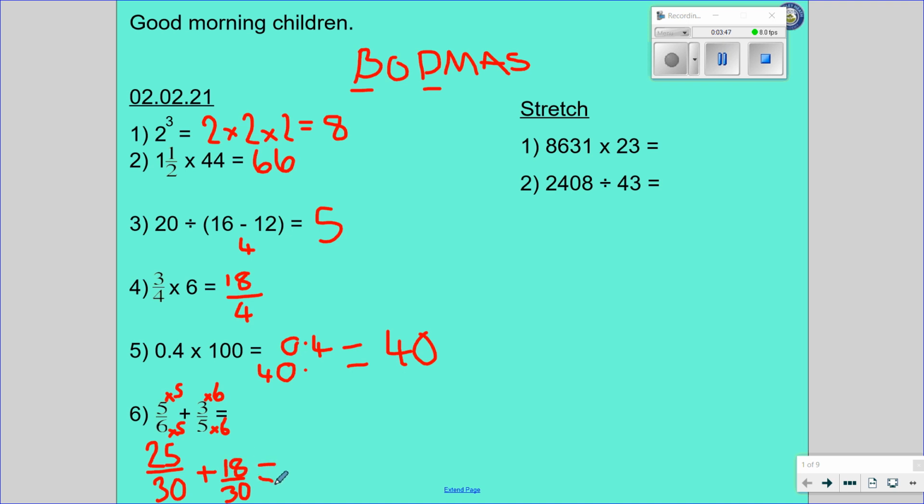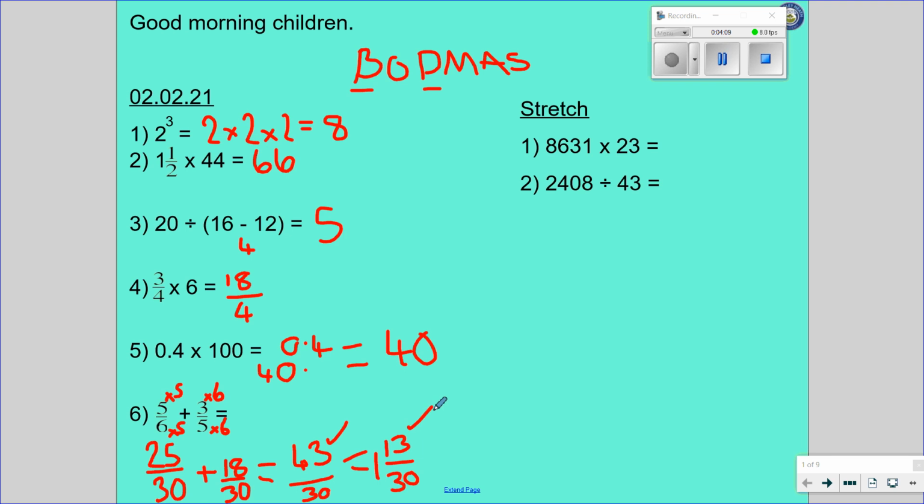25 thirtieths, add 18 thirtieths, gives me the answer 43 thirtieths. I can leave it there, that would get me the mark in a test, or I might have written it as 1 whole and 13 thirtieths. They are exactly the same and both would get you the mark.